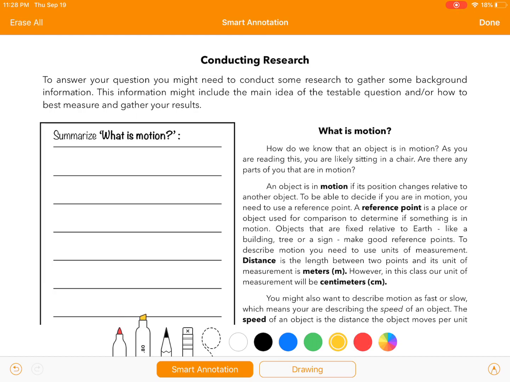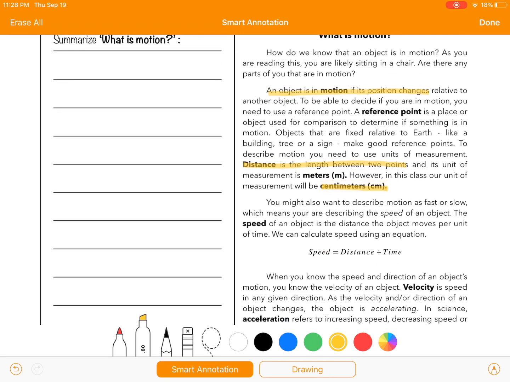So if we read through this information, we learn that motion is when an object's position changes. All right? If it moves away from something, then we know that an object is in fact in motion. To be able to describe motion, we can use distance, which is the length between 2 points, and uses centimeters. We can also use speed, which is the distance the object moves per unit of time, and we calculate that by doing distance divided by time. So again, motion is when an object changes position, and we can describe motion using distance and speed.